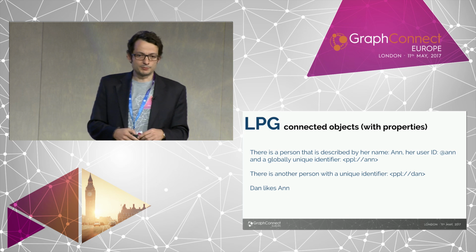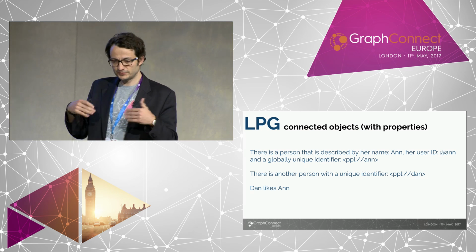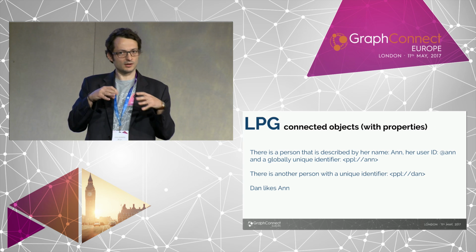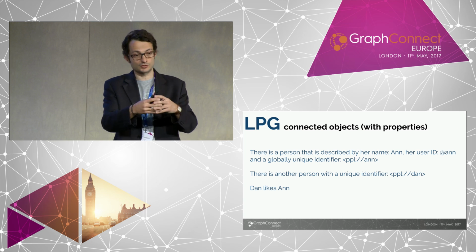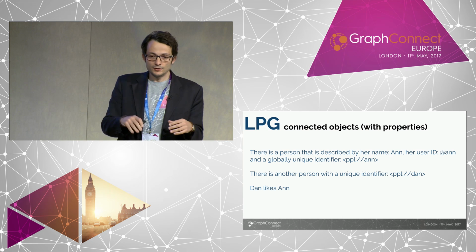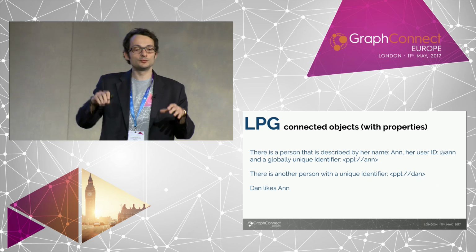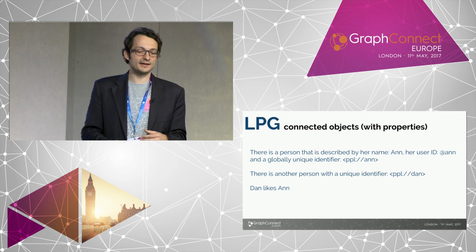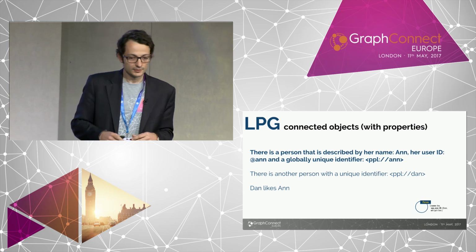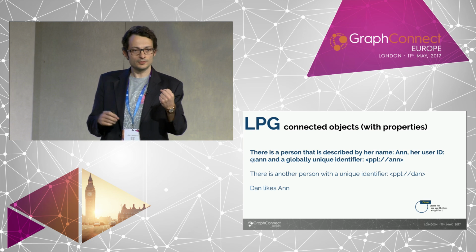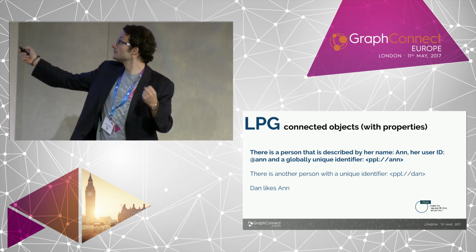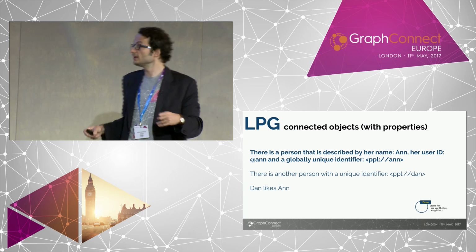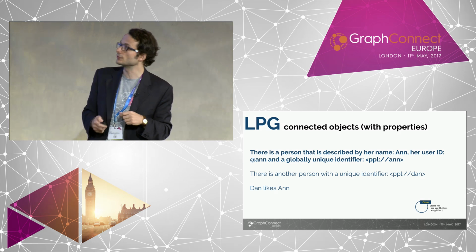But if we look at the label property graph, we don't talk so much in terms of statements, but we talk about objects, objects connected to each other. And by object, I mean a thing that has an internal structure, that has some attributes, that has some properties. So I've tried to phrase it a little bit in English, but the idea is we describe a person that's described by her name, her user ID, and her globally unique identifier. And all that is a node. So as you see, it's just one node, but it has a set of properties. And it has something that we call a label, a type. So instead of breaking it down in individual statements, we have a richer structure.